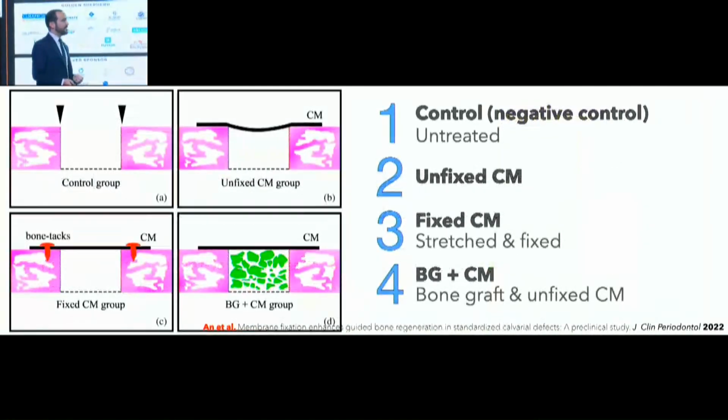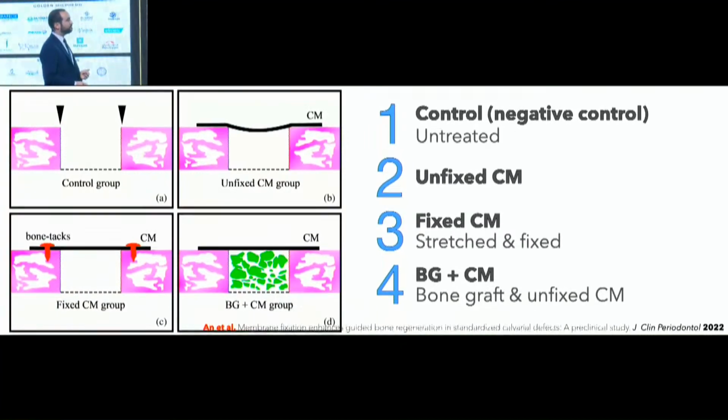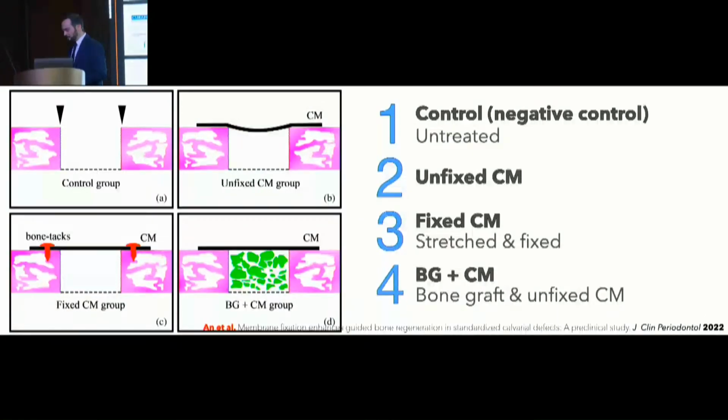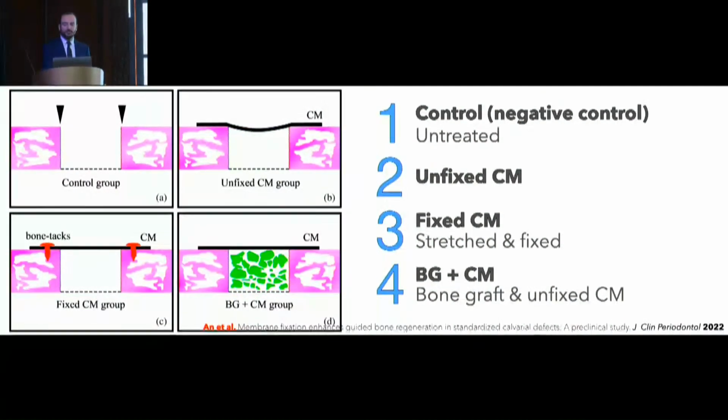This is a very interesting article that was published recently, last year, and they had 4 different groups. They had a control group where they created a critical size defect. They had a group with an unfixed collagen membrane, just positioning the membrane over the defect. They had another group also without bone grafting, but with a fixed collagen membrane, and one final group with a collagen membrane unfixed, but they added bone grafting in that critical size defect.